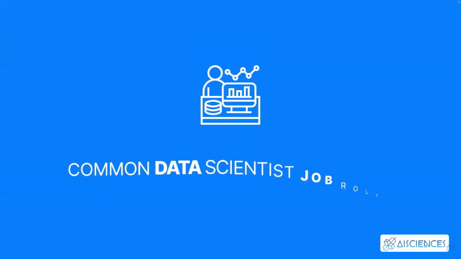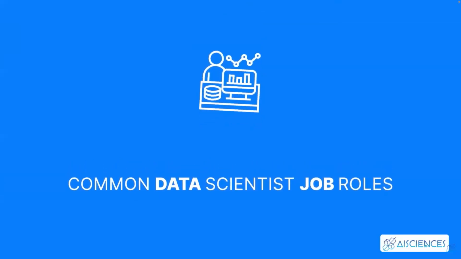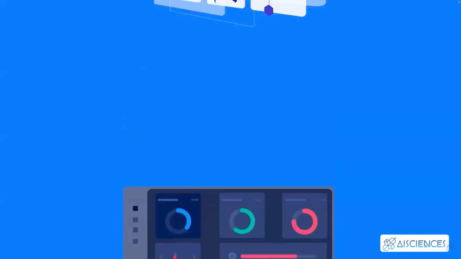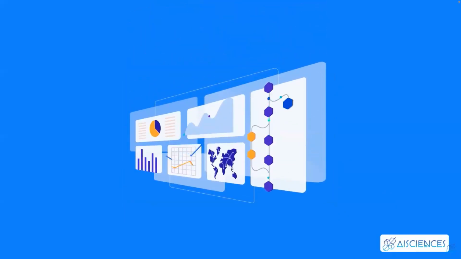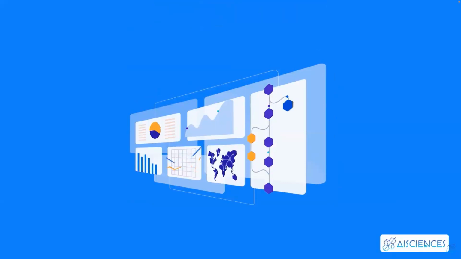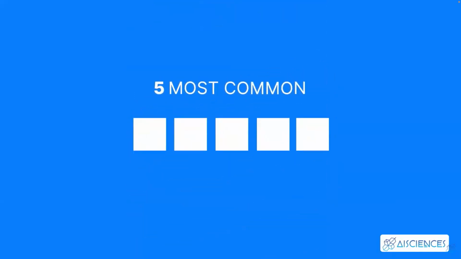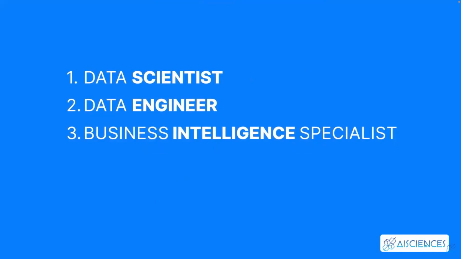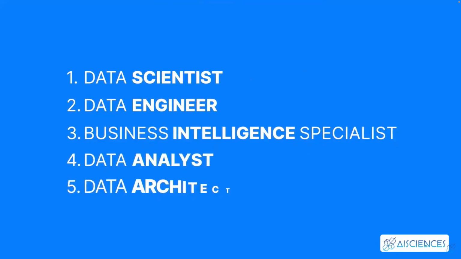Let's understand the common data scientist job roles first. Data science is an enormous field, and it covers almost every business sector. As a result, data scientist roles are getting more and more specialized. There are several job roles you can choose from, but the following are the 5 most common data science job roles: data scientist, data engineer, business intelligence specialist, data analyst, and data architect.